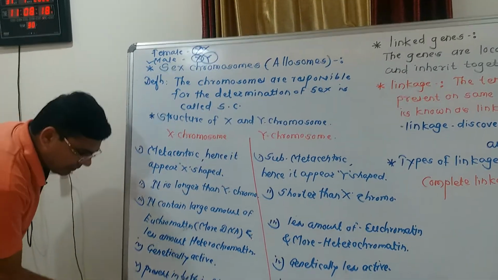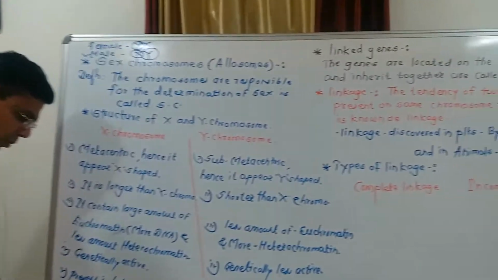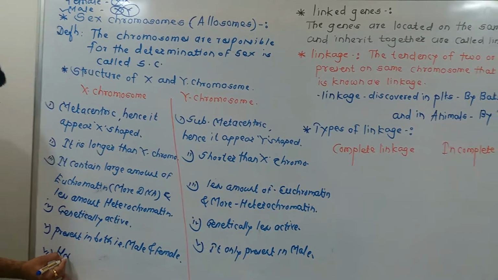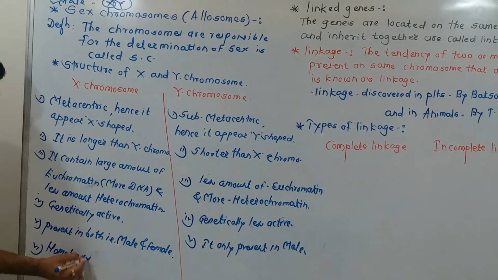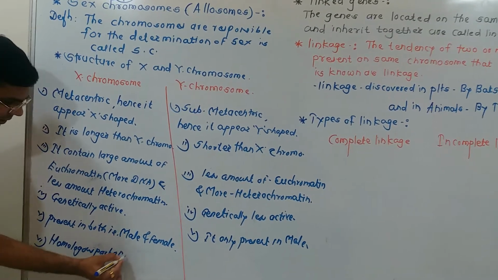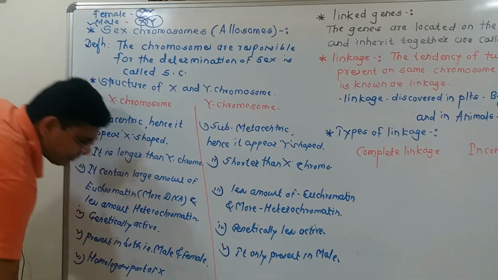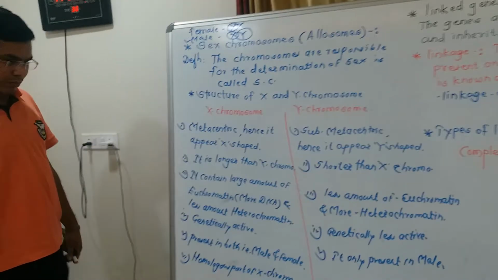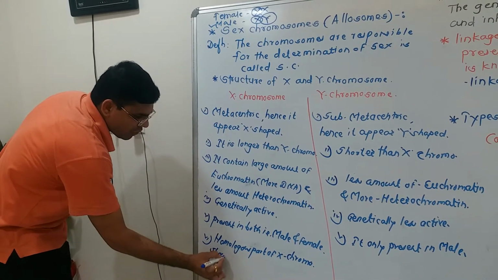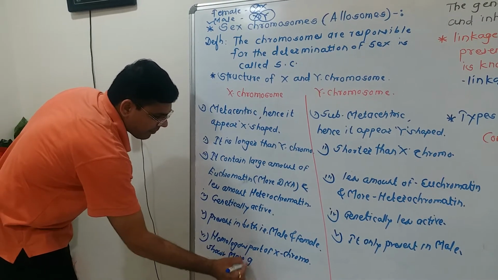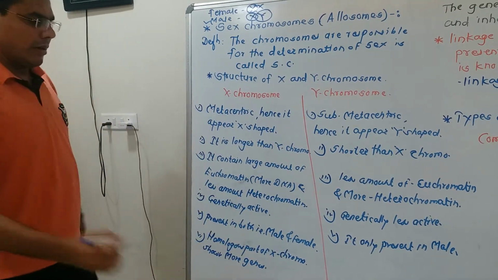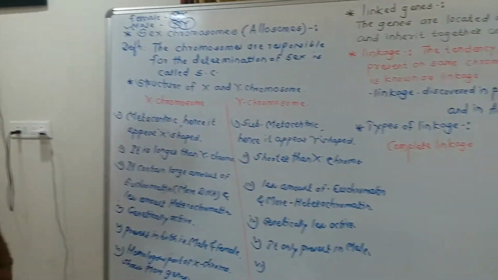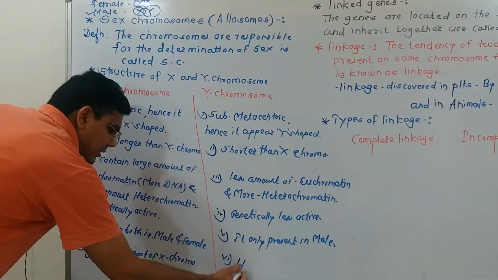Okay. Next point. The homologous part of the X chromosome shows more genes. But the homologous part of the Y chromosome contains fewer genes.